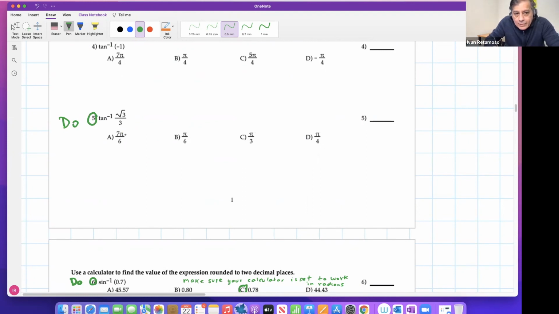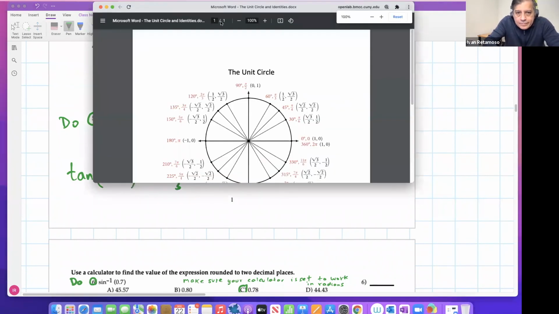Yeah, I'm gonna do it for you, okay? So it's very tricky. How can you figure out tangent inverse of square root of 3 over 3? Well, we have to think in the back of our minds an angle whose tangent is square root of 3 over 3, right? I gave you a table with results. From there, you can get this angle, but if not, look at the unit circle.